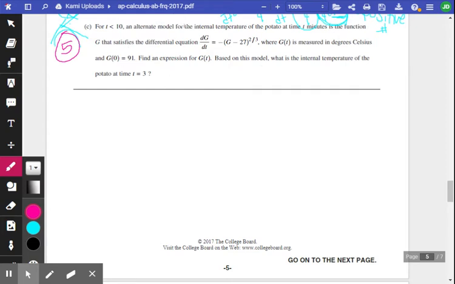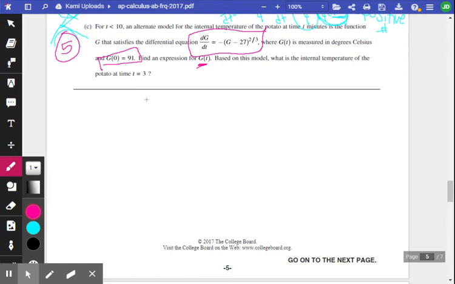So for t less than 0, an alternate model for the internal temperature satisfies this differential equation. So they're changing the equation on us, where G of t is measured in degrees Celsius, and here's an initial condition. The original temperature is 91. Find an expression for G of t. All right, let's ignore the rest of it for a second.